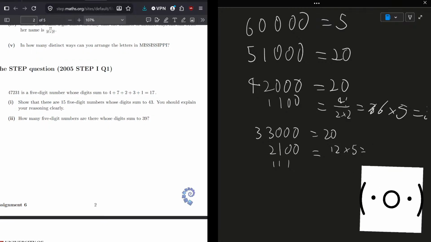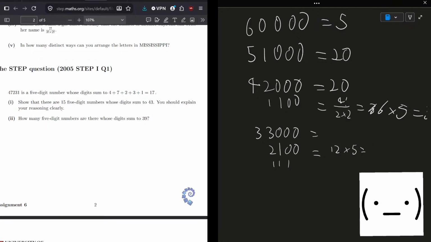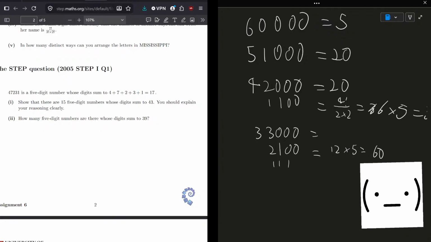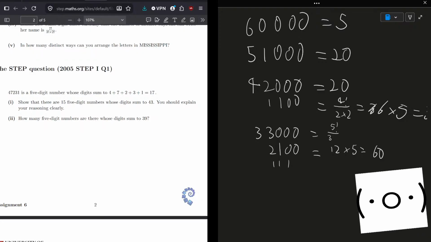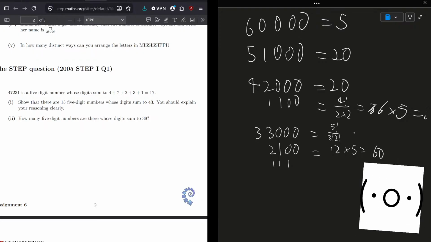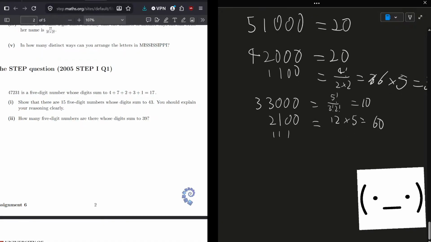Oh wait, no, this isn't 20. My bad, because these two are the same. This is 60. Let's write that down first. So this is actually 5 factorial divided by 3 factorial divided by 2 factorial. So then this becomes something like 10.